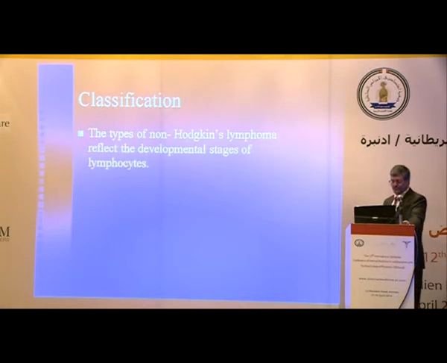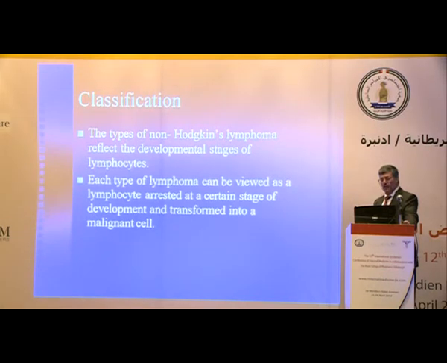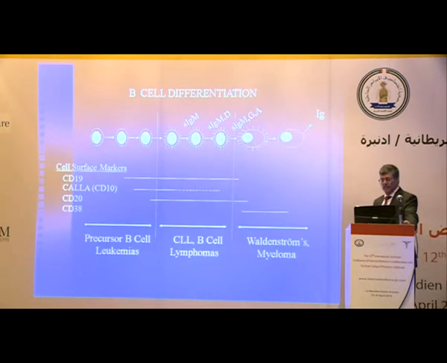What about classification? It's really hard for me, within this lecture, to present you the classification of lymphoma, but usually the types of lymphoma will reflect the development stage of the lymphocyte. And each type of lymphoma can be viewed as a lymphocyte arrested at a certain stage of development and transformed into malignant cells. And 85% of these lymphomas are B-cell in origin, and the rest, about 15%, are T-cell as well as natural killer cell.